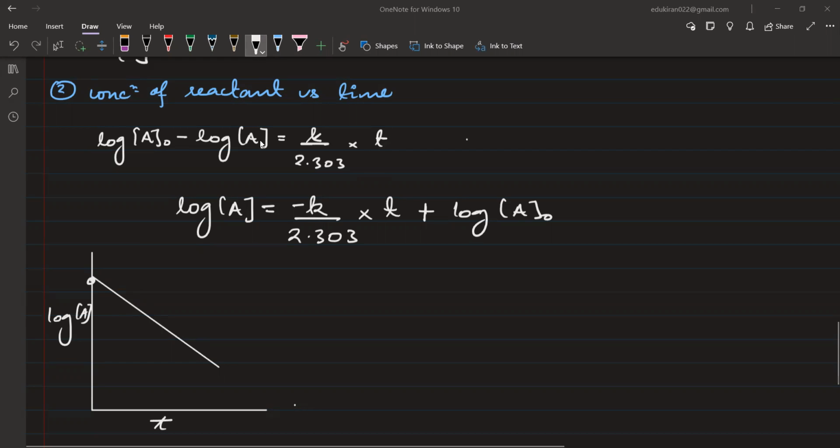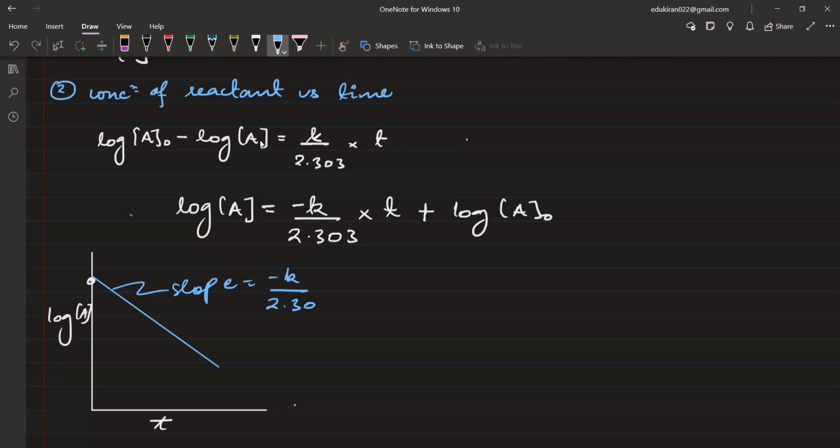अब यहाँ पे देखिए आप लोग, slope is equal to minus of k upon 2.303. Okay, and this is what? Log of a naught. Got it? अरे आया कि नहीं आया समझ में? आया ना? हाँ तो कुछ तो बोलिए, ठीक है? So see, you will also get very similar graph.